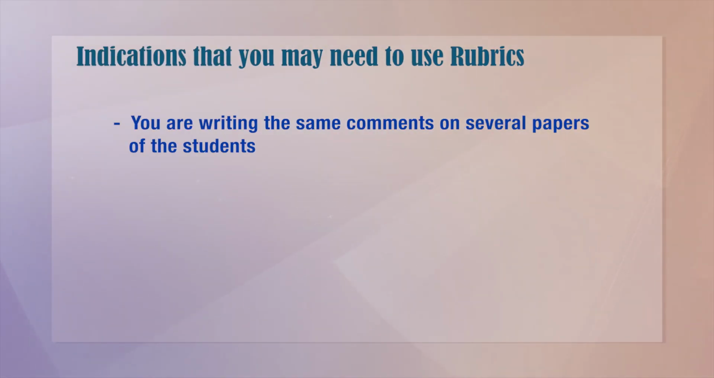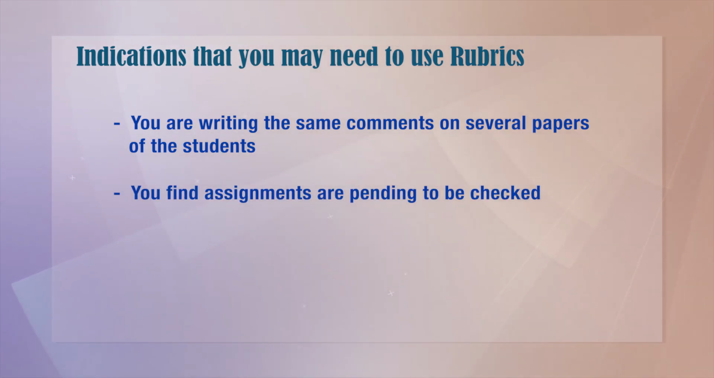Now, let us move to another segment and try to understand those indications which show that you may need to use rubrics. In this context, in 2005, Stevens and Levi suggested a few situations which indicate that you should not avoid using rubrics in your classroom. You need to use a rubric if you write the same or similar comments repeatedly for several students while assessing their work. If you find assignments are pending to be checked and you are far behind to finish this by the deadline.